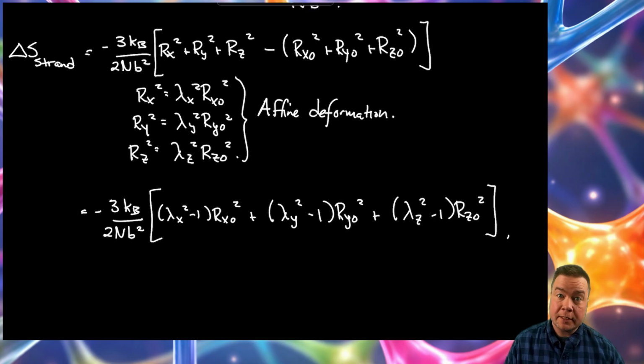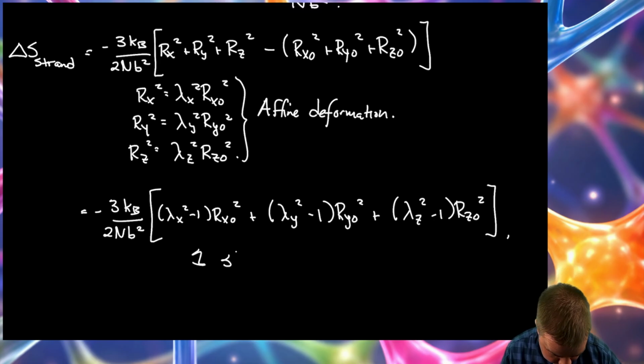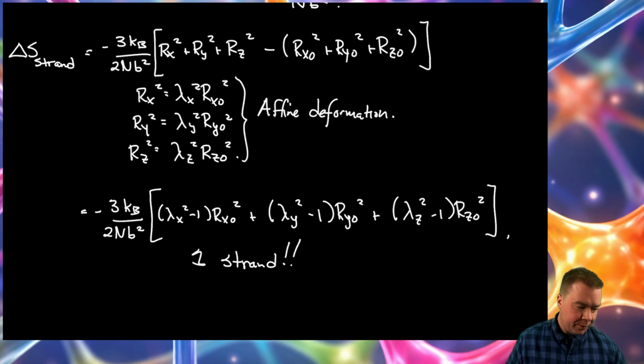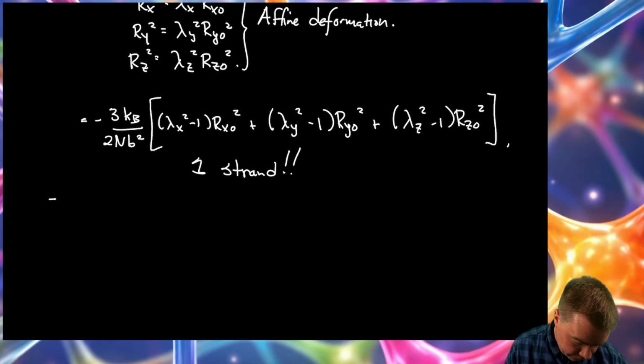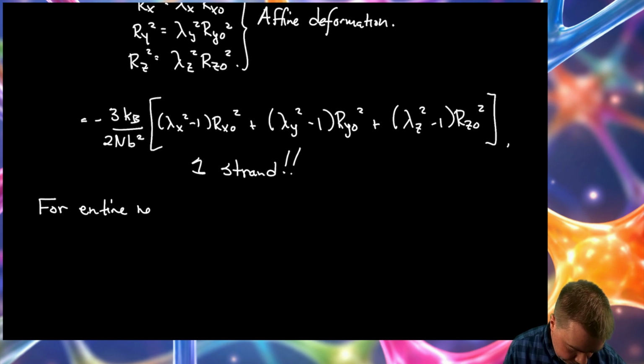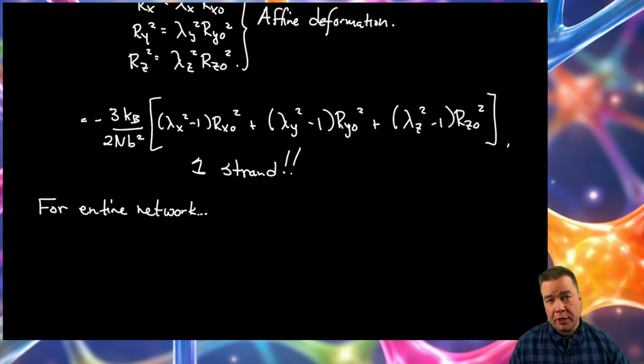Okay, and again, I want to really emphasize this. This is for one strand. But we have a lot of strands in the network, right? We've got on the order of n of them. And so what we really need to do is, for the entire material, for the entire network, we need to add up the contributions of all of the strands, okay?